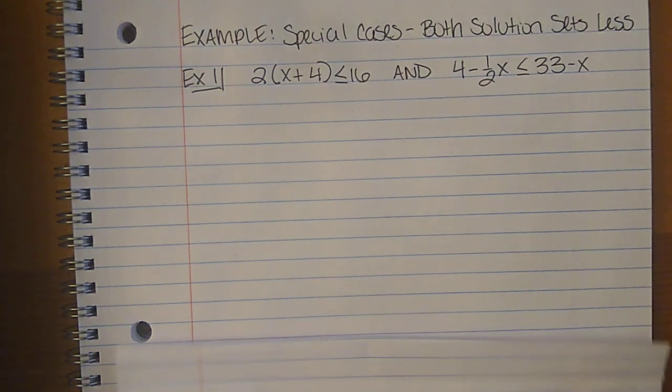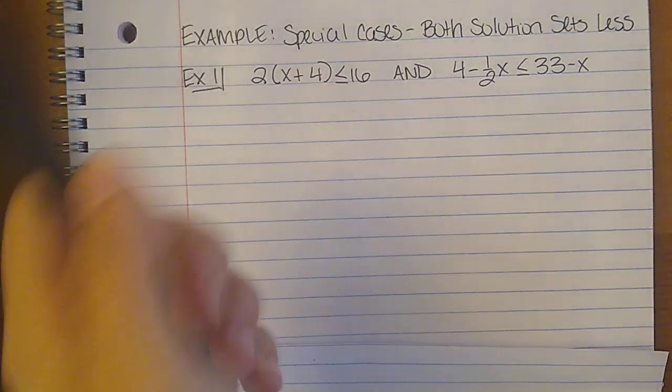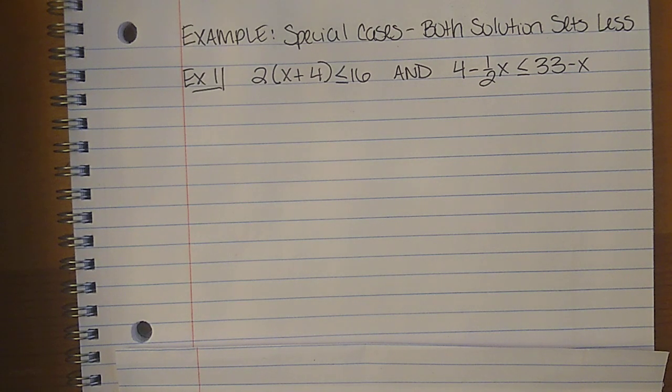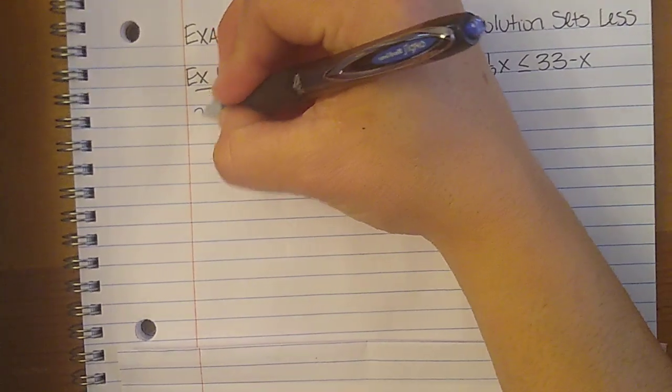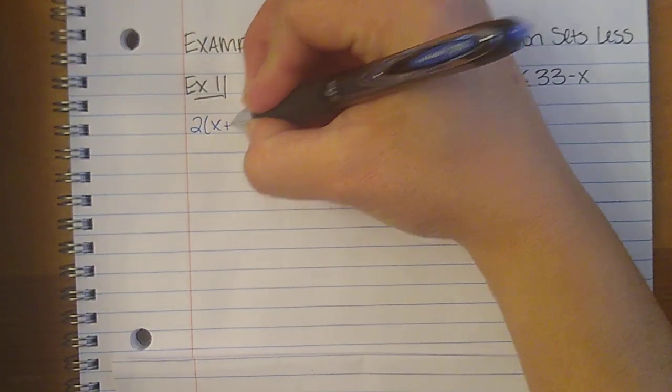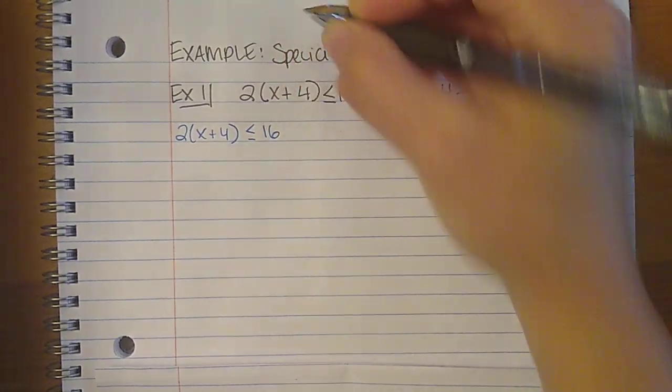Okay, so now to solve special case inequality solutions where both solution sets end up being less than different variables. So again, not as much about how to solve it as how to interpret the solution. So we're going to start by solving our first inequality. This is an "and," so this is a conjunction.